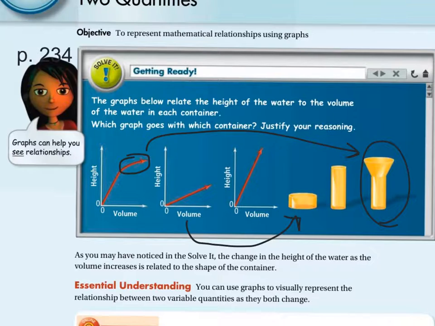Comparing the second and the third ones, you can see the second one compared to the third one, the height's not going up as much and the volume's going up quicker. So since it's wider, the volume's increasing quicker, even though we're not getting quite as high. And then this third one would go with the second container because the height has to go up more in order for us to increase our volume.